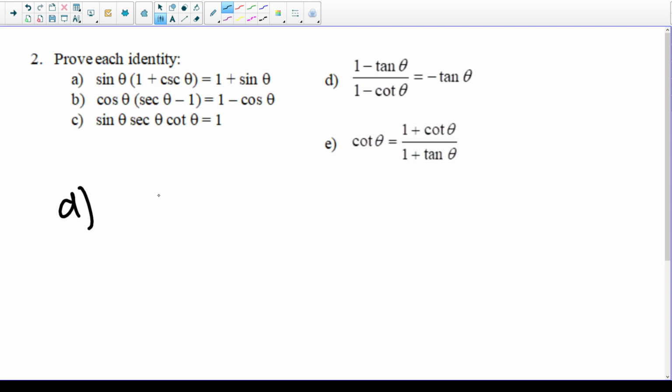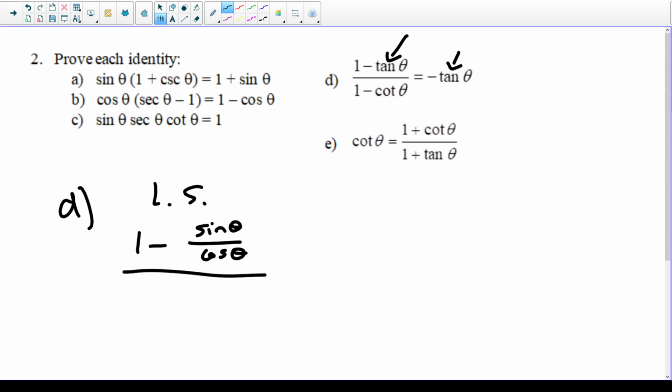So I'm again going to start right away converting this into its proper format. So we have normal tans here, but we can't work with tan either. We need to convert those to sines and coses as well. And we know that tan theta is equal to sine theta over cos theta. So we're going to have 1 minus sine theta over cos theta all over 1 minus cotangent theta, which is cos theta over sine theta. And that's the left side.